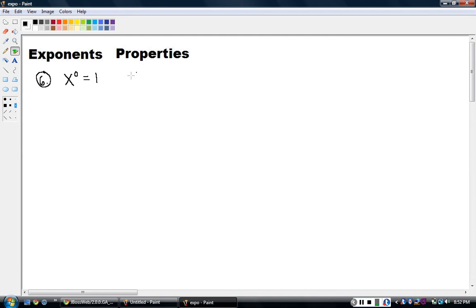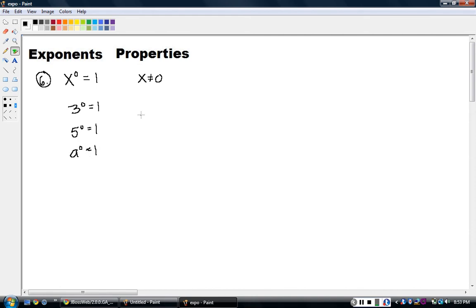Any non-zero number raised to the 0 power, that is not 0 to the 0, anything else raised to the 0 equals 1. For example, 3 to the 0 equals 1. 5 to the 0 equals 1.